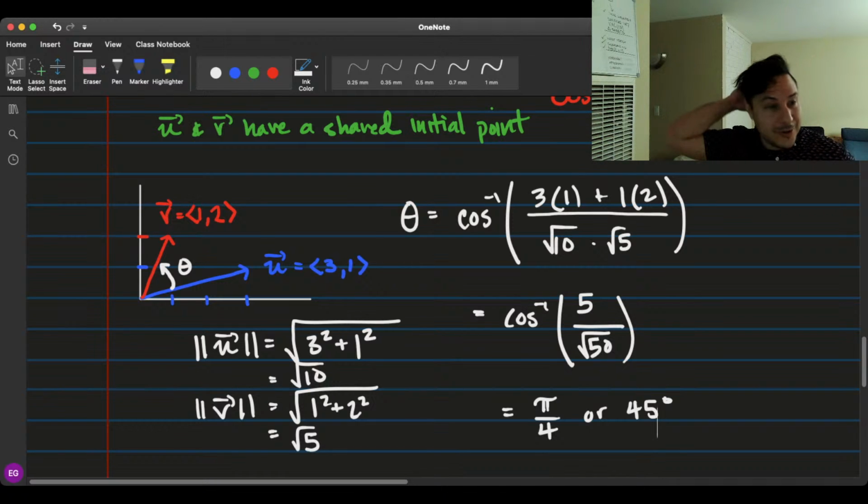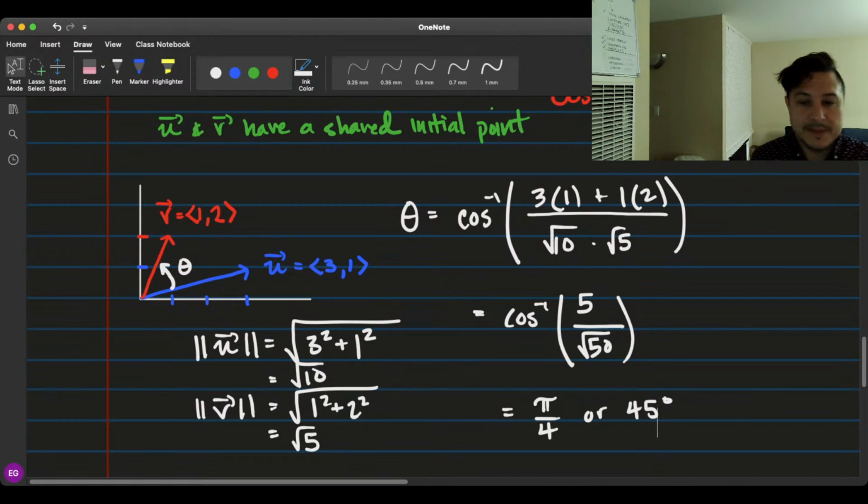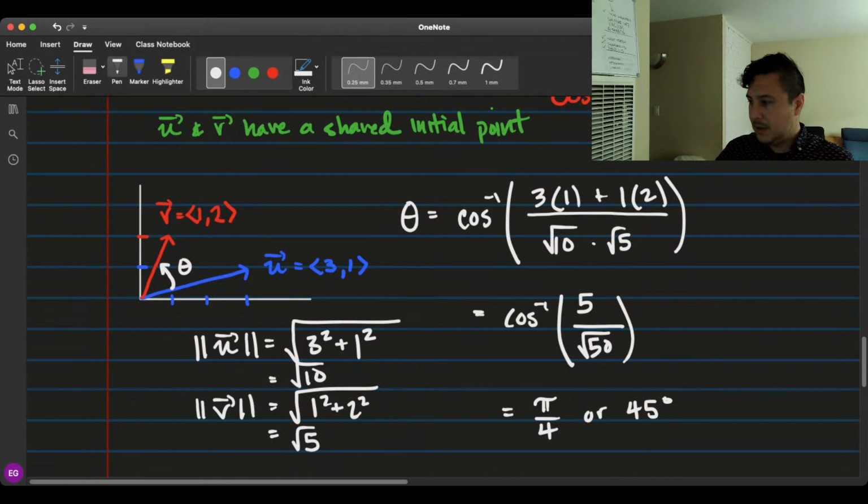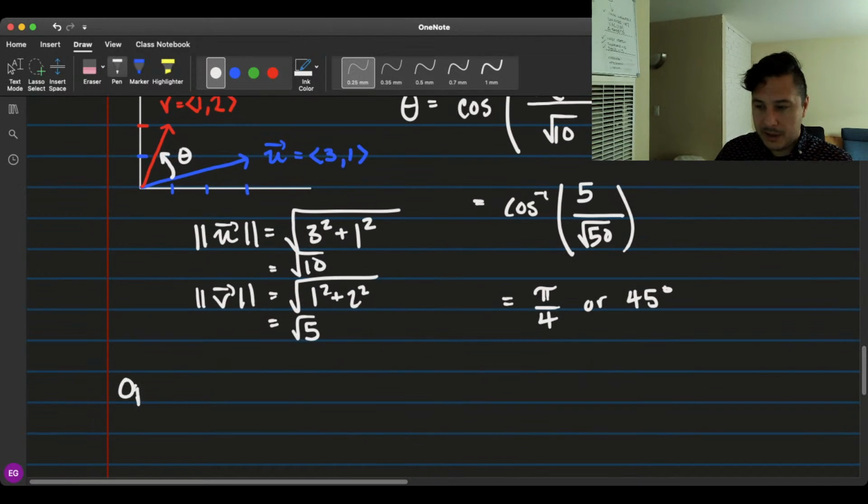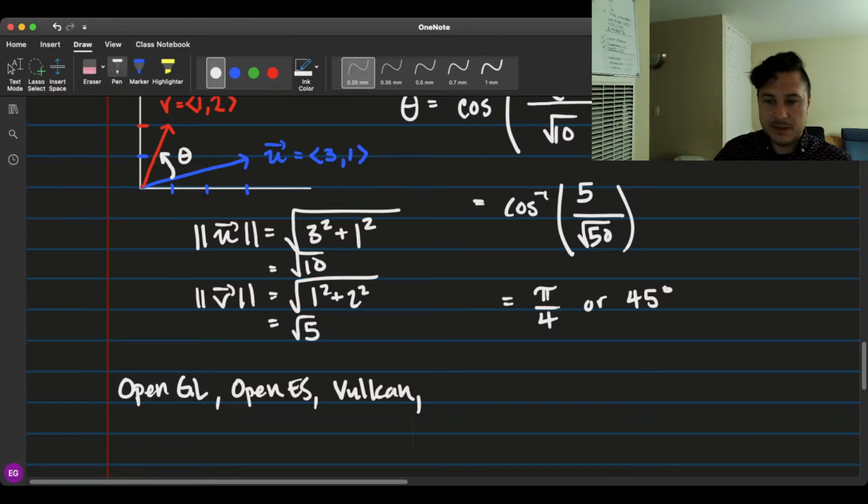Now, this is actually sort of cool. Somehow, we were able to calculate this number. I didn't have to draw a triangle. Linear algebra actually has a lot of really interesting applications. It's used a lot in graphics. So, does anyone know about OpenGL, or Vulkan, or OpenES? Has anyone heard of those things? Have we heard these words?